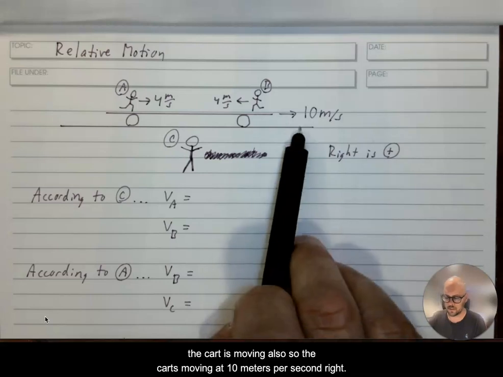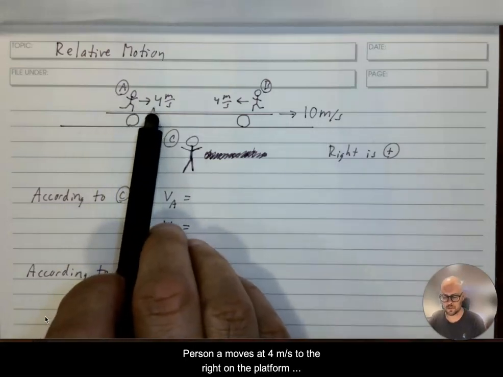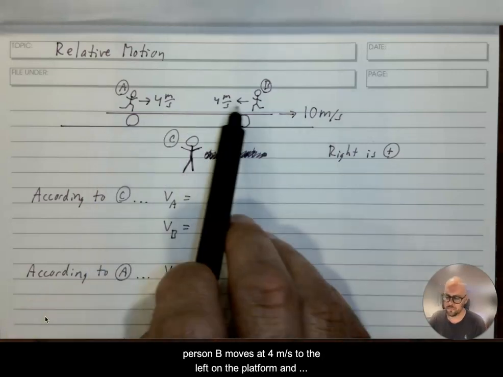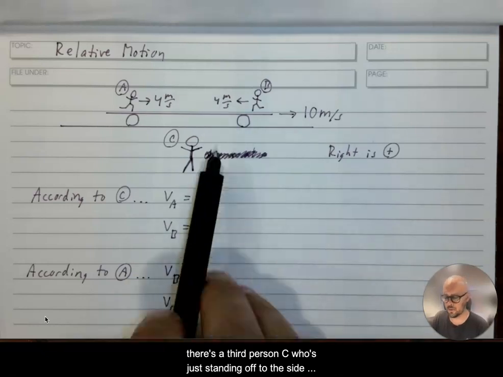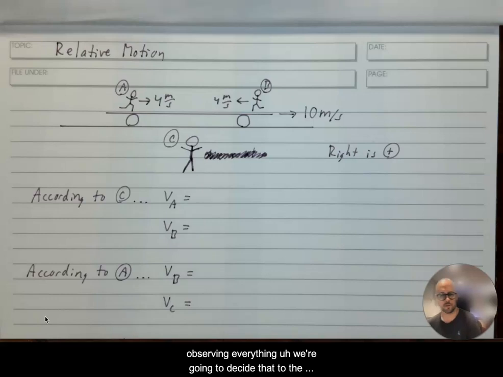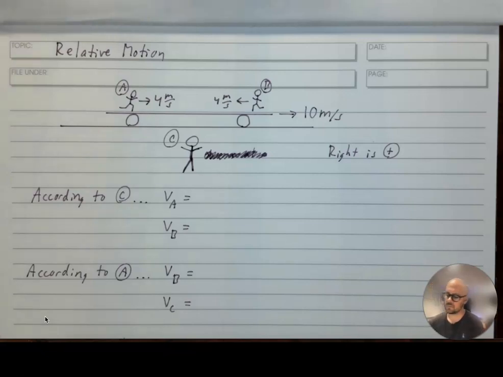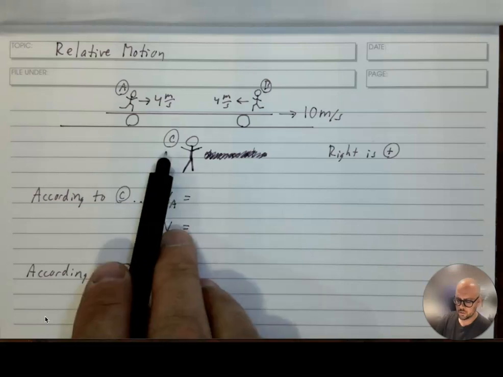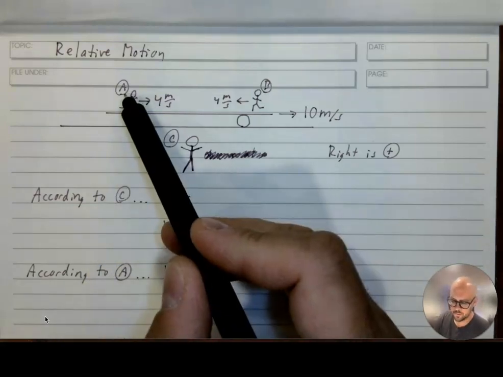So the cart's moving at 10 meters per second right. Person A moves at 4 meters per second to the right on the platform. Person B moves at 4 meters per second to the left on the platform, and there's a third person, C, who's just standing off to the side observing everything. We're going to decide that to the right is positive, at least for A and C, and we're going to look at their perspectives.